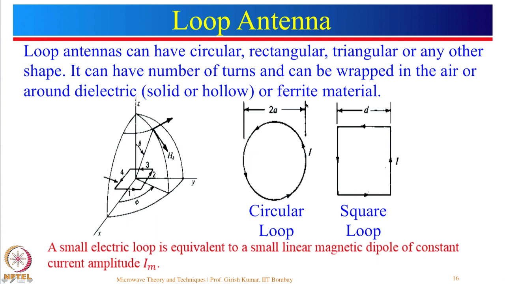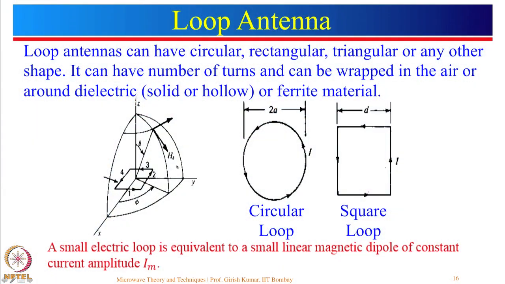Now let's shift to the next antenna, which is the loop antenna. A loop antenna can have various shapes. It can have circular shape, rectangular shape, or triangular shape, or any other shape. Of course, most of the time we take regular geometries, which are easier to analyze. A loop antenna can have a number of turns. Basically you can wrap a number of turns at the same place. It can be wrapped in the air, or it can be on a dielectric material, or it can be on a ferrite material also. So this is the loop antenna which is placed at the origin.